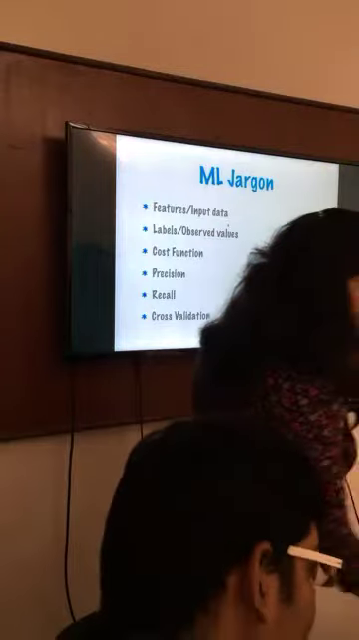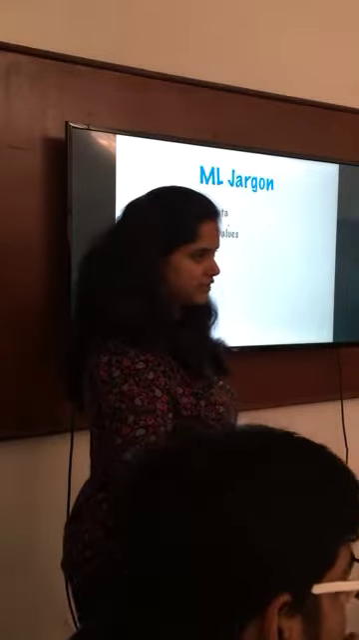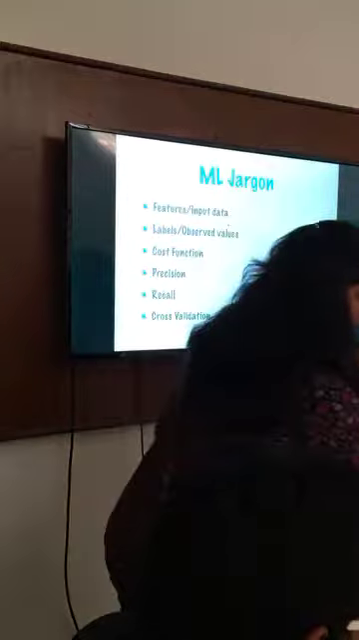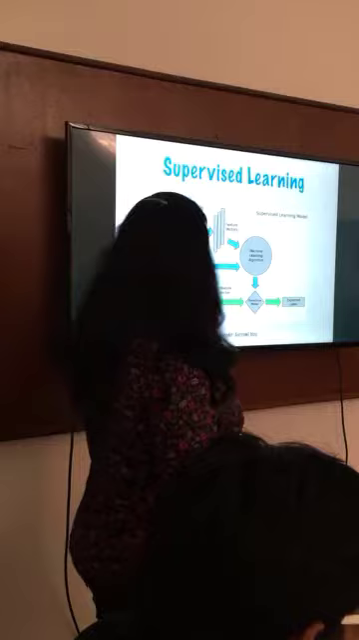So I think with this introduction we have come into a little bit of jargon that we use in machine learning: the features, or the input data. There is basically the training set, the documents and images, and labels or observed values, which are the outputs that we already know.